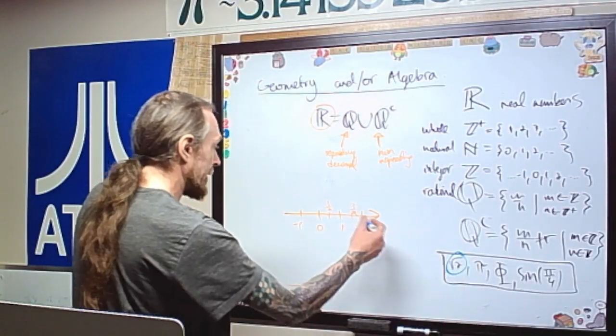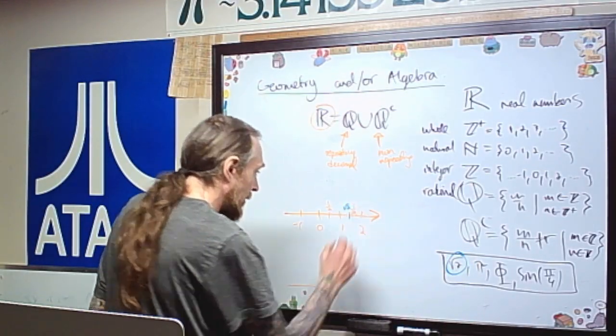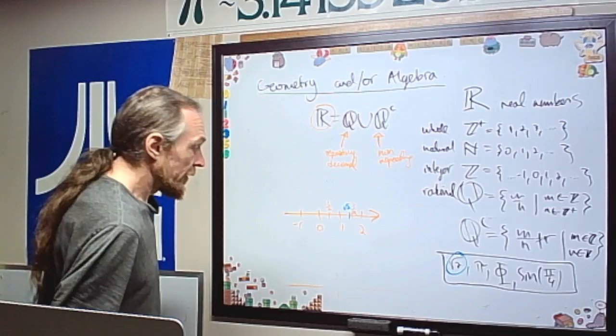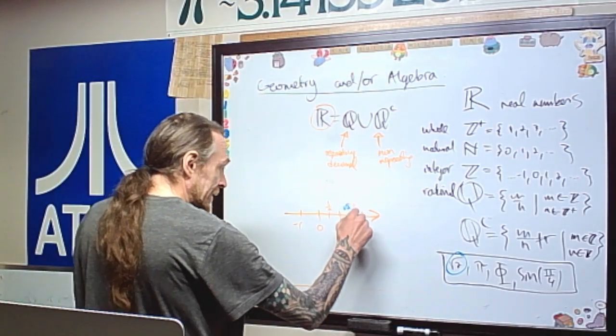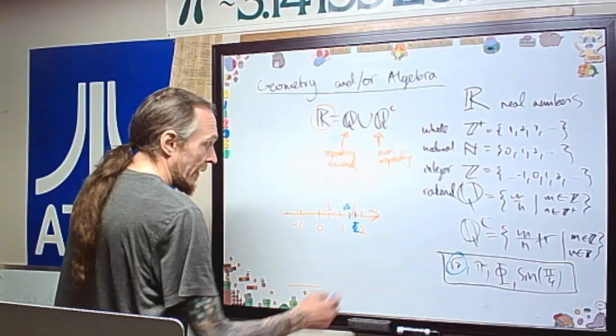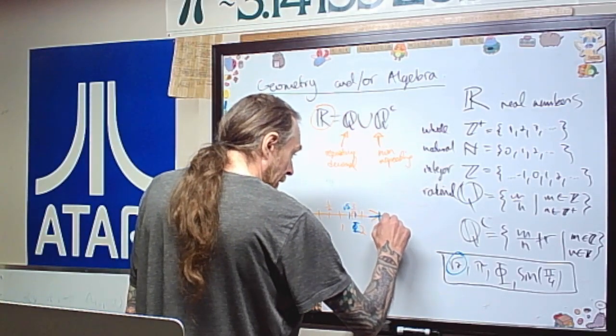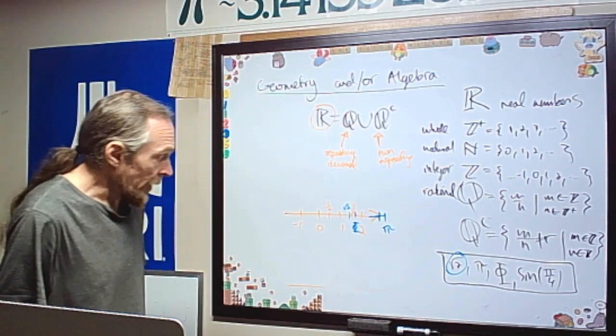Where does this one go on this line? It goes right here. Square root of 2 is 1.414213, dot, dot, dot. And where's the golden ratio? The golden ratio is 1.6, so phi is going to go here, and then pi is a little bit more than 3. We're going to find out.